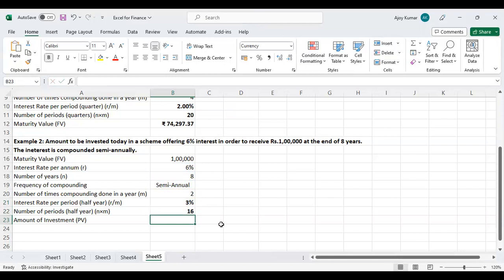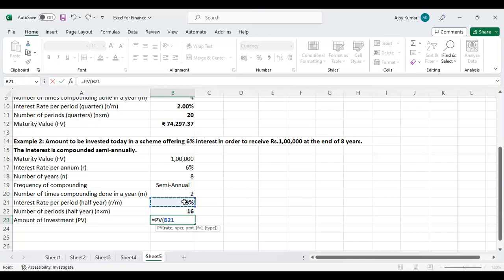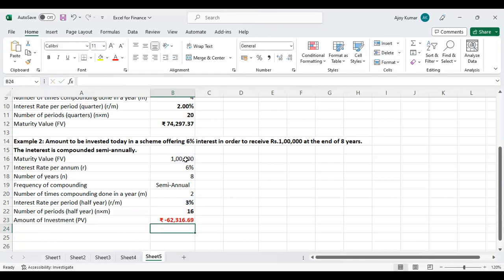So the formula of present value is whatever we studied earlier. Equal to PV, bracket open. Now the rate I will give is R by M, 3%, comma, number of periods is 16, comma, we ignore this PMT and we give future value, which is 1 lakh, bracket close, enter. So I have to deposit today 62,316.69. It is showing as negative because it's a deposit, a negative cash flow. So if I deposit 62,316.69 in a scheme offering 6% interest for 8 years, where the interest is compounded semi-annually, I will be able to withdraw 1 lakh rupees at the end of 8 years.